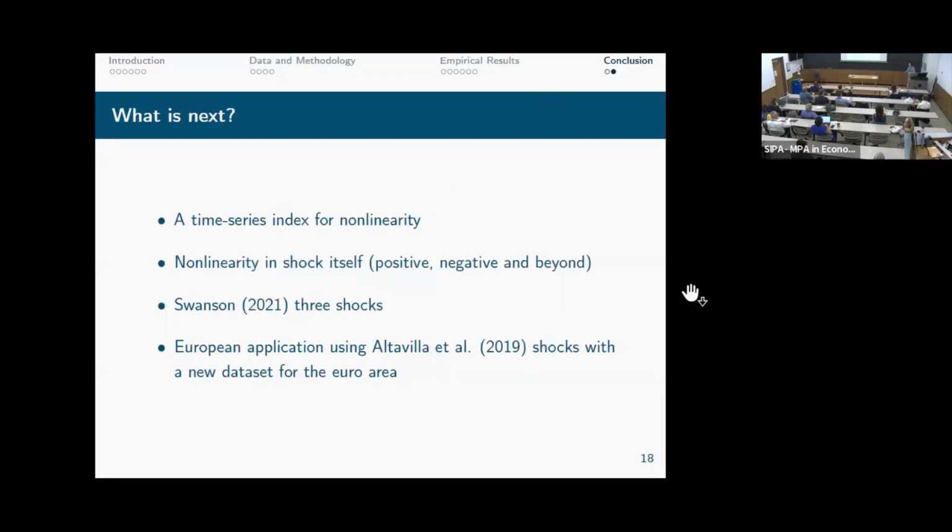And what's next? We are trying to improve upon the economic significance part a little bit more. And then we will create a time series index for nonlinearity. This will be useful to understand, for example, if in 2001 there was a meeting, whether the effect of the shock will be stronger or less strong, so it will be relevant in terms of policy, I think. And we will be exploring nonlinearity in the shock itself, positive, negative. And Swanson has three different shocks for asset purchases, forward guidance, and federal funds rate. So it will be interesting to see the impact of that.